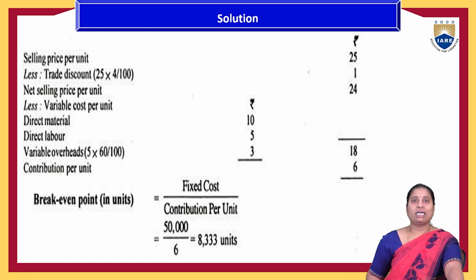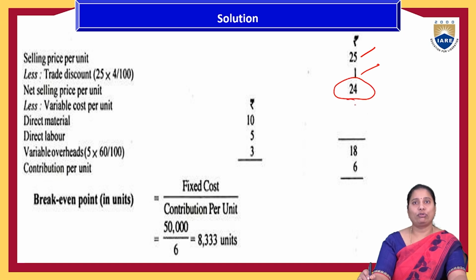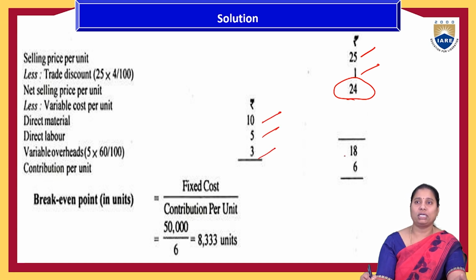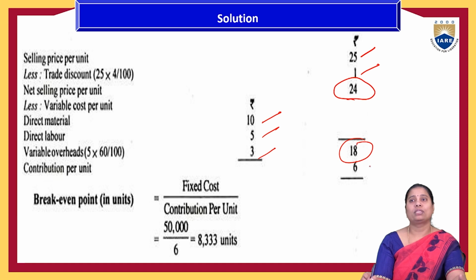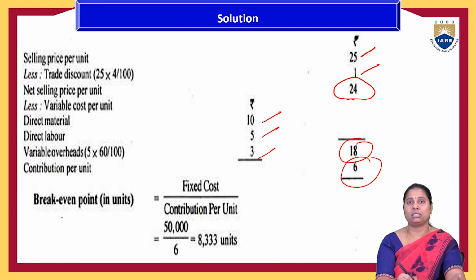From this, we can interpret that the selling price per unit is 25 rupees. If we allow this trade discount of 4% on 25 rupees, it means 1 rupee. So the net selling price per unit is 24 rupees. If we subtract the variable cost of 10 rupees, 5 rupees, 3 rupees, total 18 rupees, from this, the contribution from that particular product is 6 rupees.